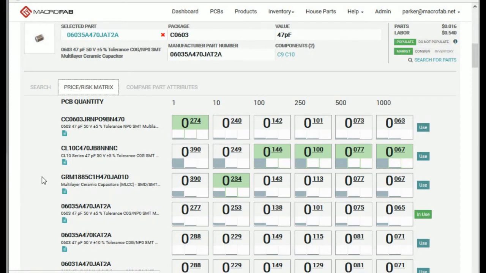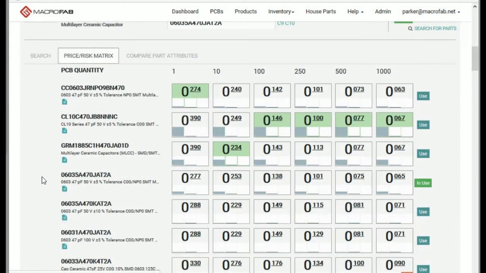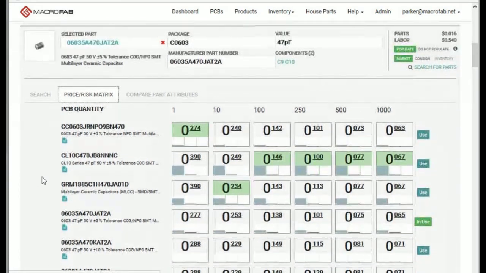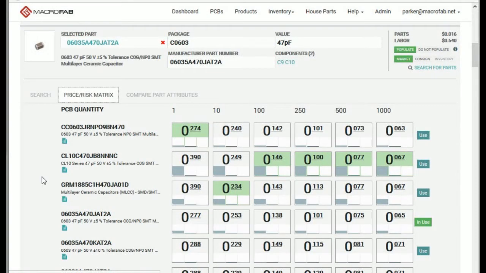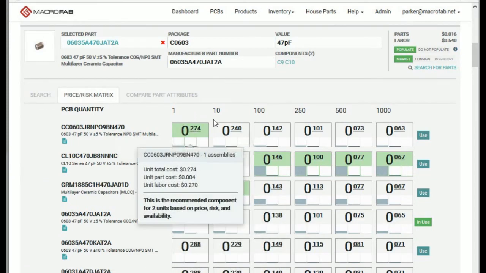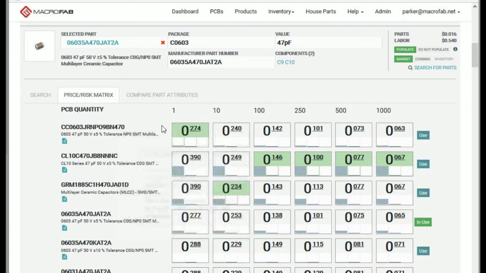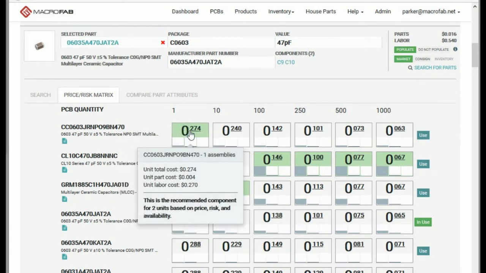Okay. Oh, cool. So this is basically showing risk versus price, obviously. Yes. So it's looking at what's in stock at all our approved vendors. It's also looking at what's on order at those vendors and the price. And so it's saying that, because I'm using this part down here, this CC0603 part is actually what I should be using in terms of price.